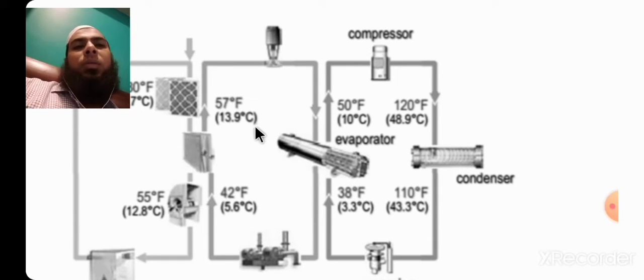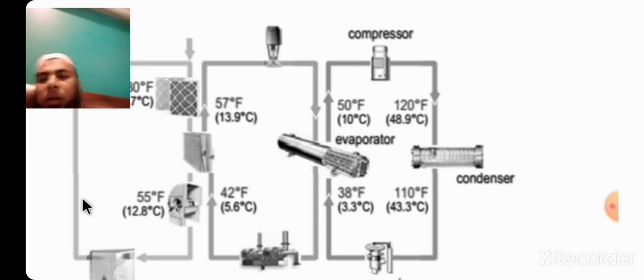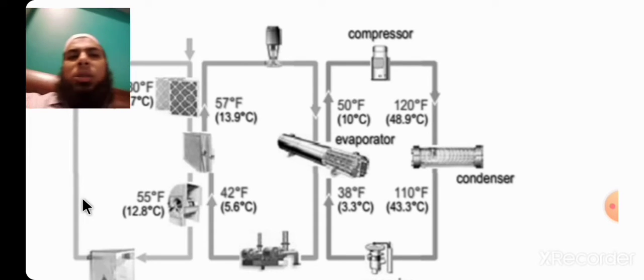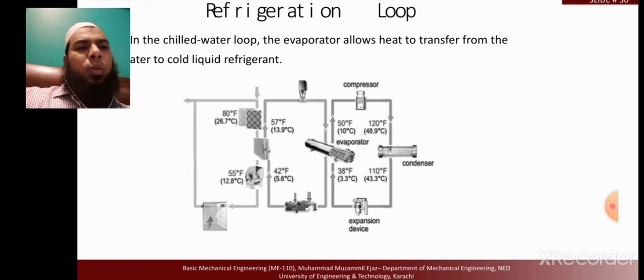This circuit is visible. So refrigerant basically cools down the chill water, and the chill water cools down the air, and the air cools down the surrounding room, persons, and whatever heating equipment is producing. So it cools down that equipment. So now one last loop is left, that is the condenser loop.